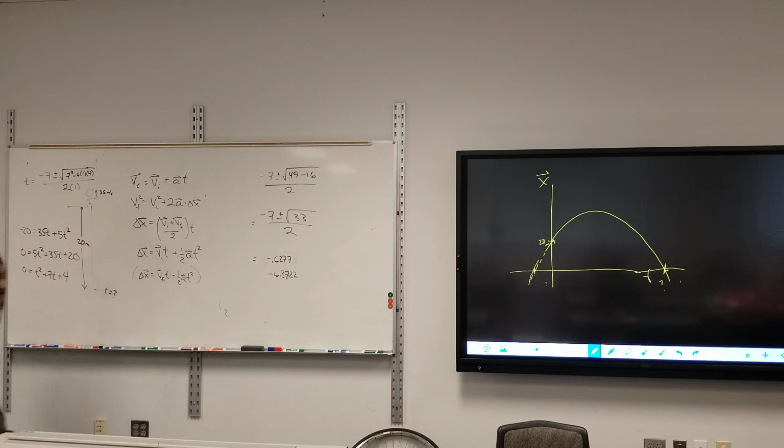All right, so right there, that tells you if I have two negative answers, that means if I throw an object up into the air, the only way to have done it would have been in the past. It will not hit the ground, which does not make any physical sense. Now, I get that answer, I realize there was a mistake. Where is the mistake?